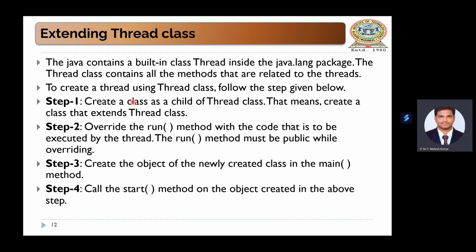So these are the steps you have to follow. Initially, you have to create a class and extend the Thread class, and you have to override the run method within the code. This run method should be public. Why? Because we are calling this particular method from other classes. Then we have to create the object for the newly created class in the main method. Then you have to call the start method on the object created in the above step. So these are the steps to create a thread by using the Thread class.